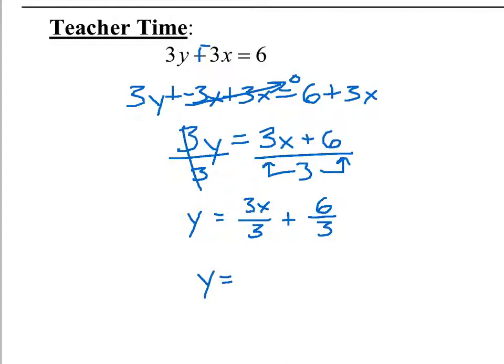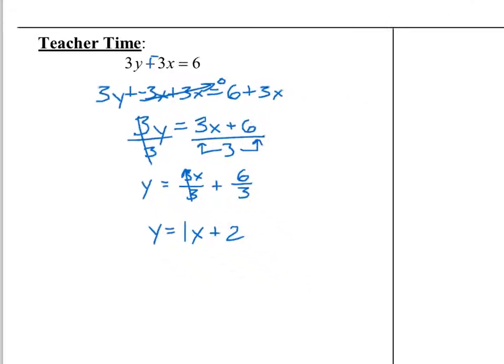When I simplify the x term, I have 3x over 3. How is that going to simplify? Cassandra? Yeah, these actually cancel out to a, how many x? 1x. Plus 6 divided by 3 is 2. Now we're in slope-intercept form, so we're really close to being able to graph here.